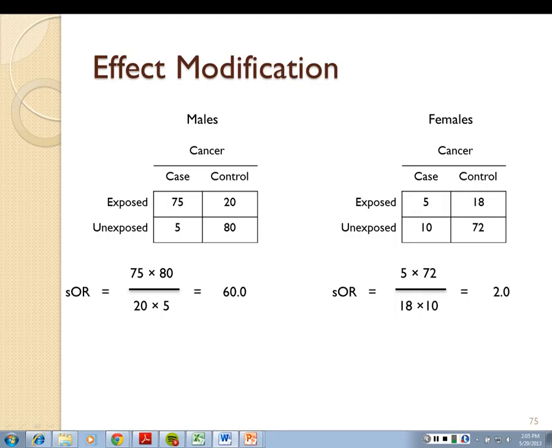There's a statistical test that allows us to determine if the stratified odds ratios are truly different from each other. However, we're not going to go into the specifics of that test. Generally speaking, if they're about 25% different, you would probably find that they are statistically significantly different using various tests.